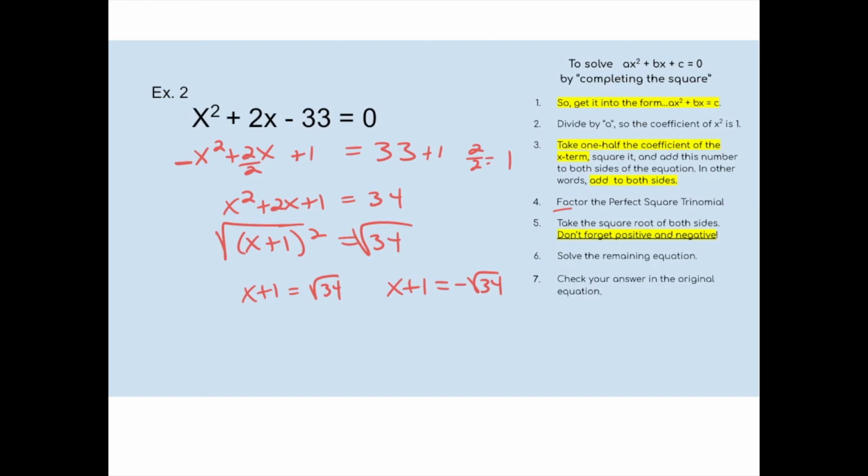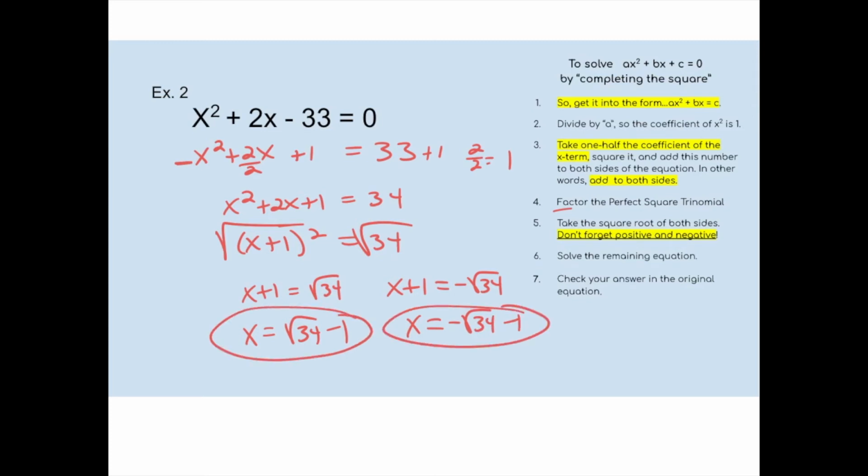On the left side, we have x equals the square root of 34 minus 1. And on the right side, we have x equals negative the square root of 34 minus 1. So that is one of our sets of solutions, one way to write it using a radical. But unfortunately, most of us don't see the square root of 34 minus 1 and recognize that as the solution.